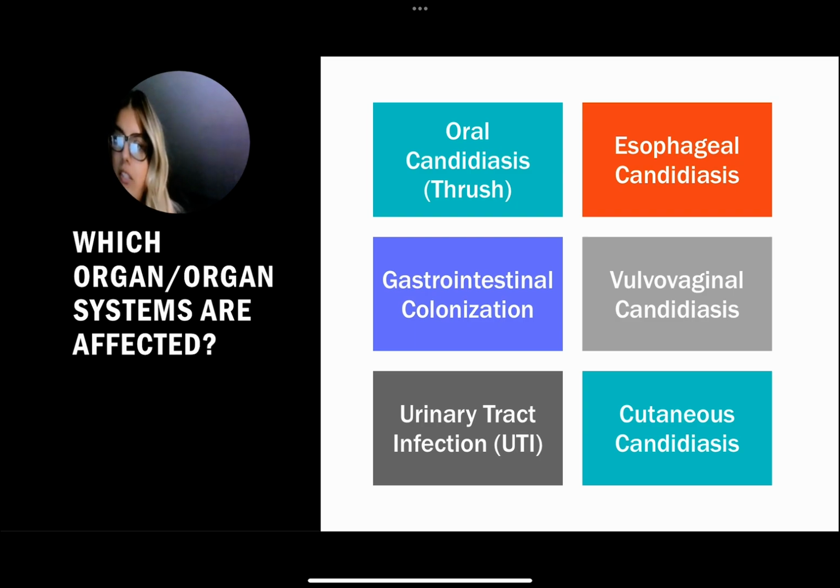Next, we have the gastrointestinal colonization, and this is an overgrowth of yeast in the stomach, which can cause pain in the stomach as well as diarrhea. This is most likely seen in immunocompromised people. Next, you have your urinary tract infection, but this one isn't like your common urinary tract infection. It's produced with yeast.